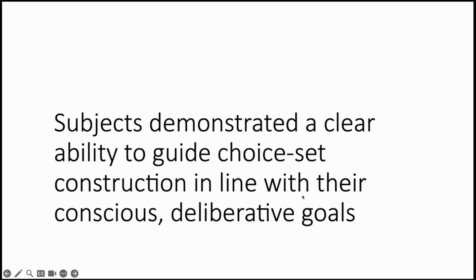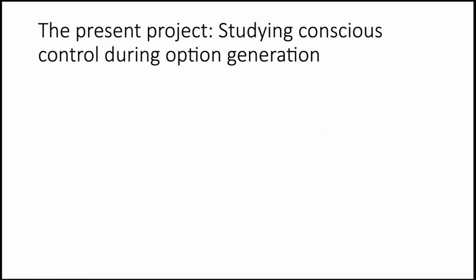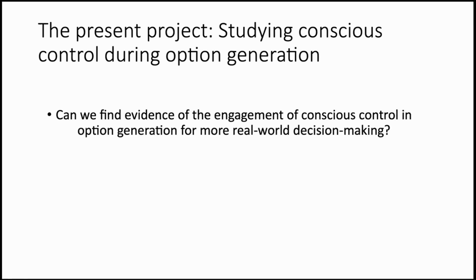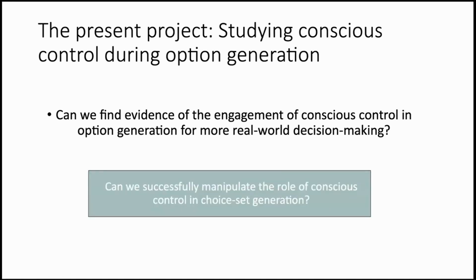So I think there's good reason to think that subjects in these prior studies have demonstrated a clear ability to guide their option generation, or choice set construction, in line with their conscious deliberative goals. Okay, so here's where the current study picks up. What we're trying to do is study that particular part of the process of conscious control and option generation. Can we find evidence for the engagement of conscious control, behaviorally or neurally, in option generation for more real world decision-making cases?